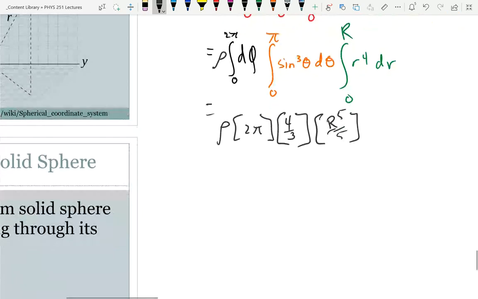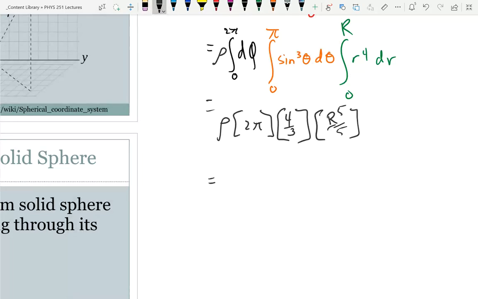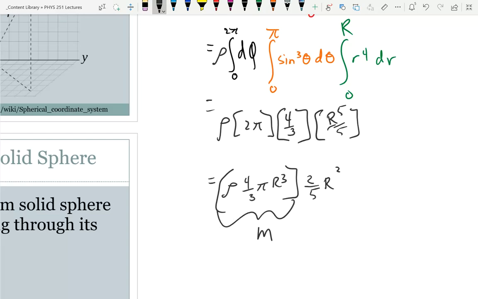And so you have rho times 4/3 pi r cubed. I used up the 4, the 3, and the pi. I did not use the 2, the 5, or an r squared. This here is the mass, so it's 2/5 m r squared.